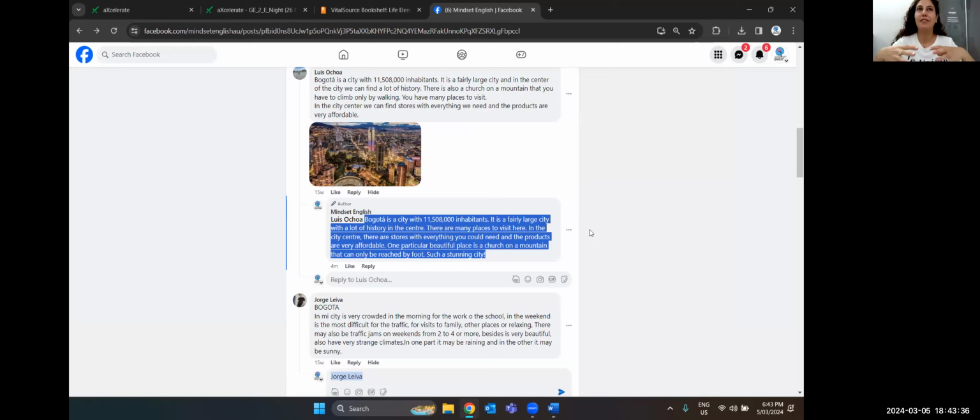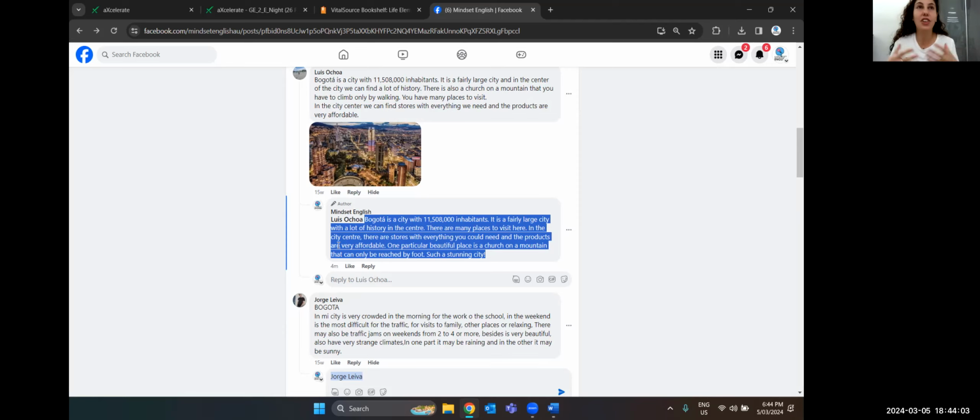I like that he says that, fairly large. He's saying it's not too large, but it's fairly large. So fairly is like a little bit less than very, very much. So it's not a big, large city, but it's quite fairly large with a lot of history in the center. There are many places to visit here. In the city center, there are stores with everything you could need, and the products are very affordable.